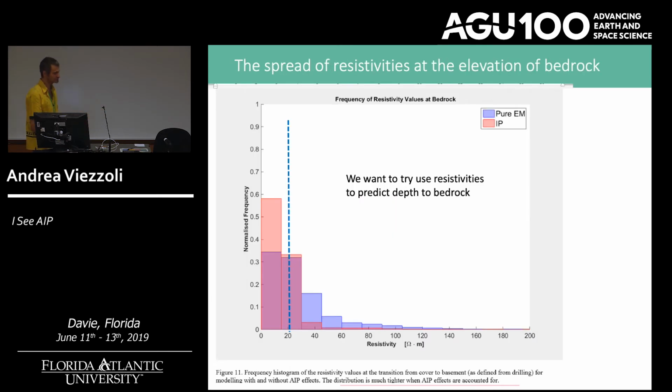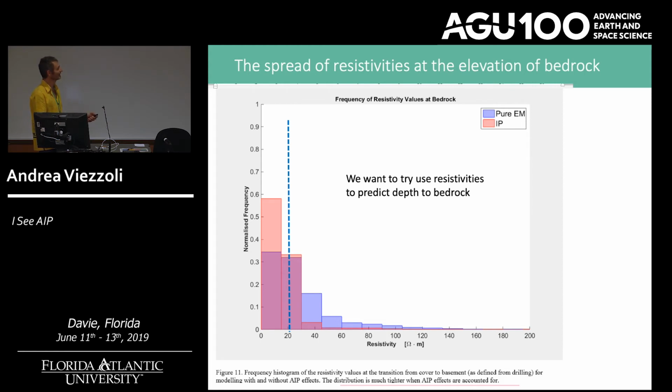Now, as I told you, the aim of this was to produce a map of depth to bedrock from the geophysics. So we set to that goal, and so we produced a frequency histogram of the spread of the resistivities that were intercepted by the drilling, by the elevation of the bedrock from the drilling. And we did that for the pure EM case, and also for the IP case. Unsurprisingly, if you do not take IP into account, you see a larger spread of resistivities associated to the depth of the known bedrock, because IP will distort the transients in different ways depending on the thickness of the first layer. So you get a wider spread of possible resistivities to assign to your bedrock.